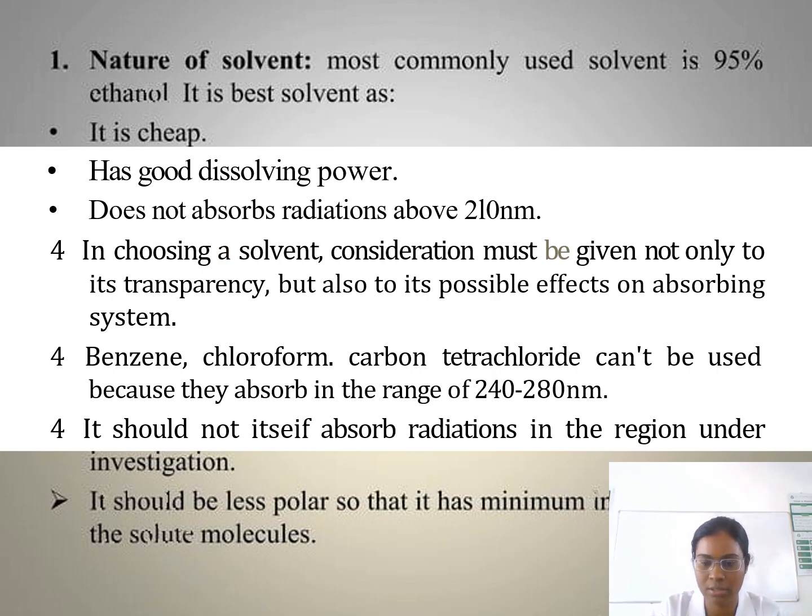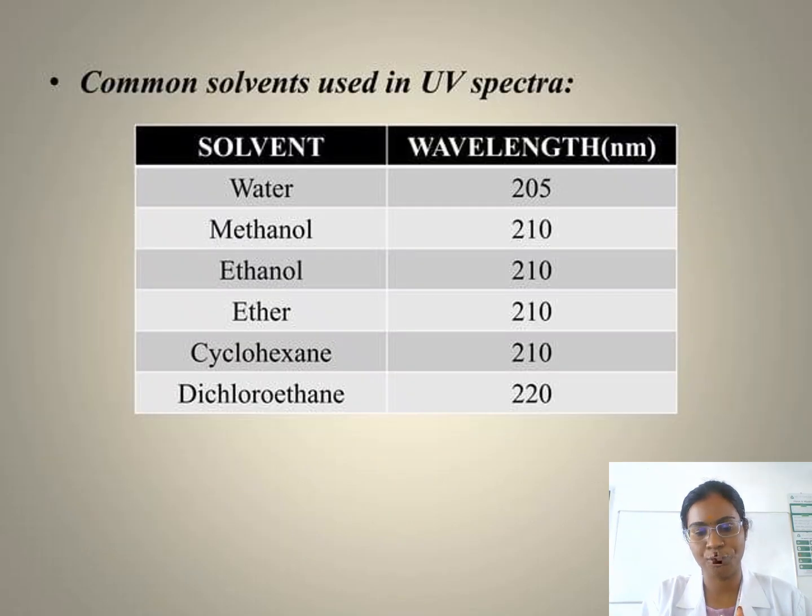The most commonly used solvent is 95% ethanol because it is cheap, has good dissolving power, and does not absorb radiation above 210 nanometer. In choosing a solvent, consideration must be given not only to its transparency, but also its possible effect on the absorbing system. Benzene, chloroform and carbon tetrachloride can't be used because they absorb in the range of 240 to 280 nanometer, and a solvent should not itself absorb radiation in the region under investigation.